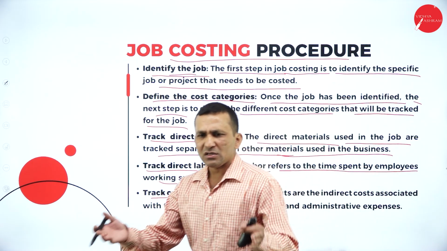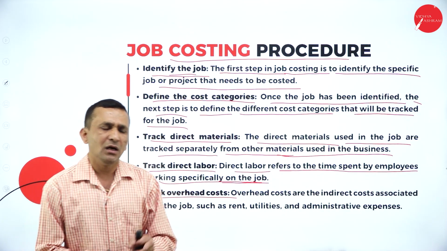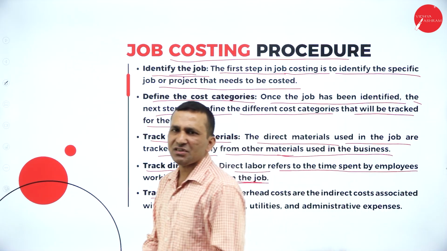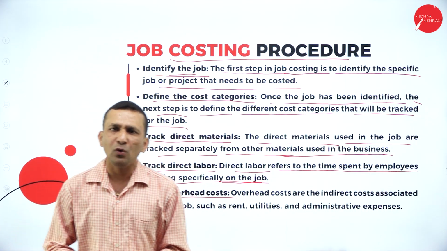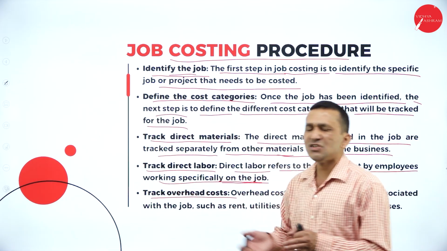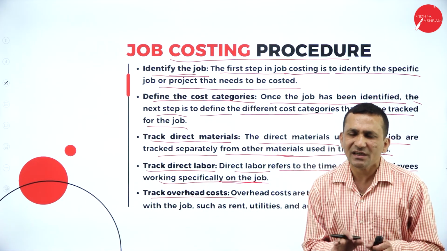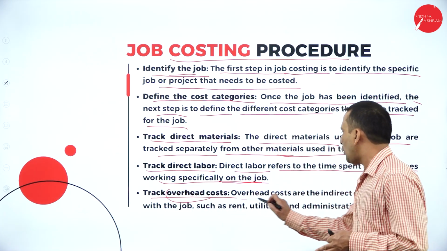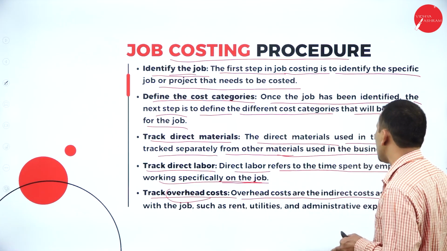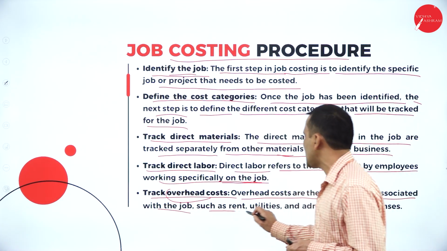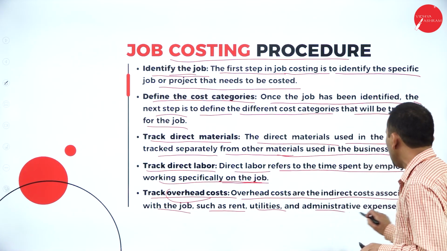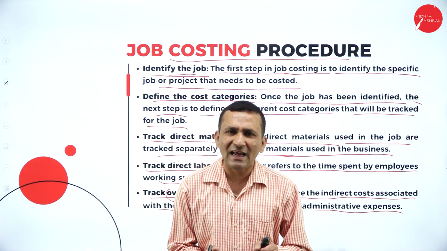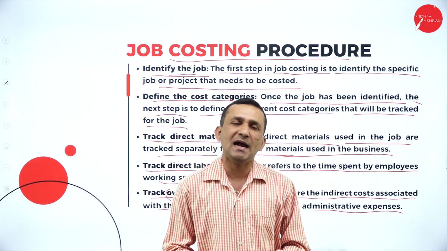Next, track overhead costs, which are nothing but indirect costs. Because of producing, you need everything. Even the space is required, the machine is required, even administration support and manufacturing overheads are required. These are not directly connected to manufacturing, but we still need to maintain indirect or overhead costs. Overhead costs are the indirect costs associated with the job, such as rent, utility, administration expense, traveling expense, because although they are not directly connected, we still need to track them.